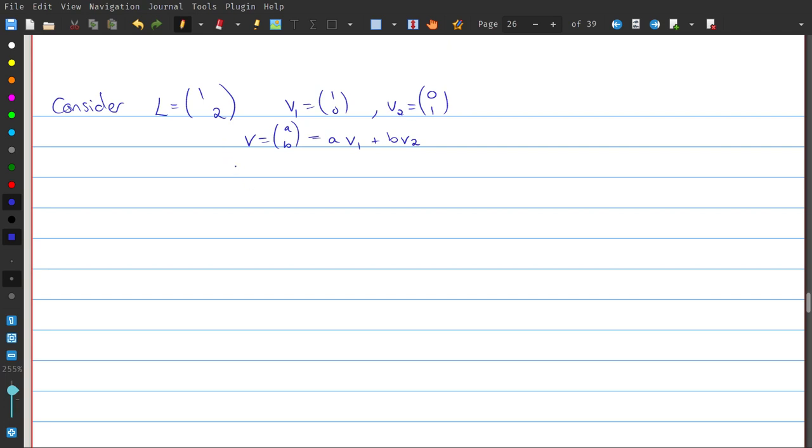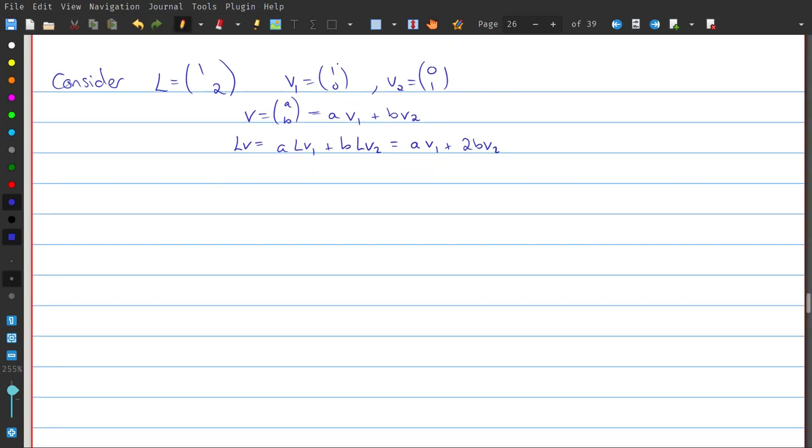And now we can understand how L acts on v, because it's just a times L acting on v1 plus b times L acting on v2. And v1 and v2 are eigenvectors, so this will just be a v1 plus 2b v2, something like this. So if we can decompose the space, the domain, into a sum of eigenvectors, then we can completely understand what the operator is doing.